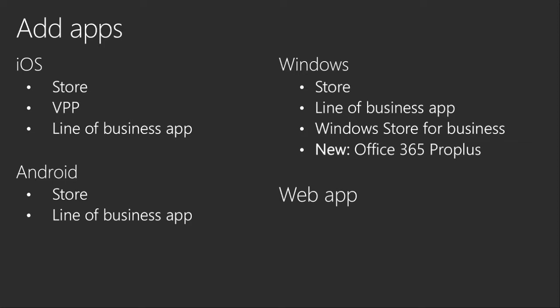We also support line of business apps across each of these three platforms. For Windows specifically, we'll be supporting AppX, Zap, and MSI file types. And if your organization has any volume purchased apps, you can also sync them in using iOS VPP or Windows Store for Business. One of the new features that's come up in the last couple months has been the Office 365 Pro Plus suite. So now you can actually add this to your Intune app ecosystem as well and configure and deploy it as a clean installed app.